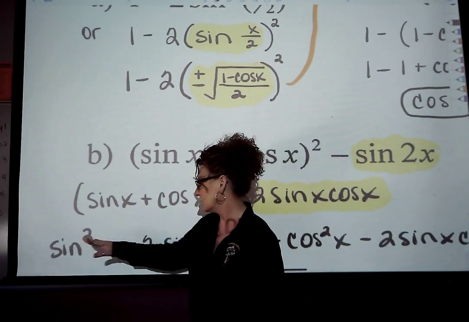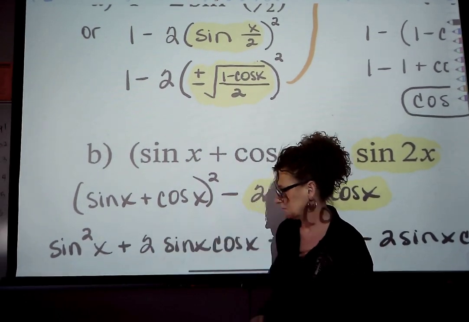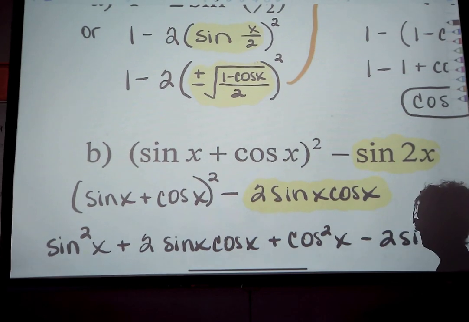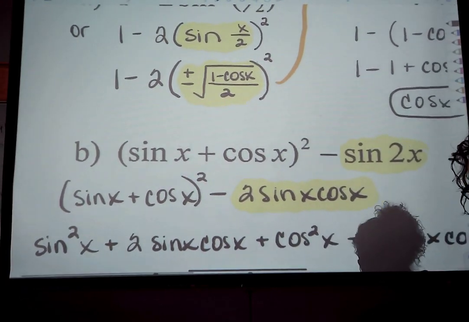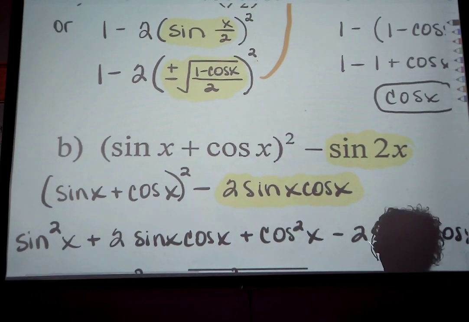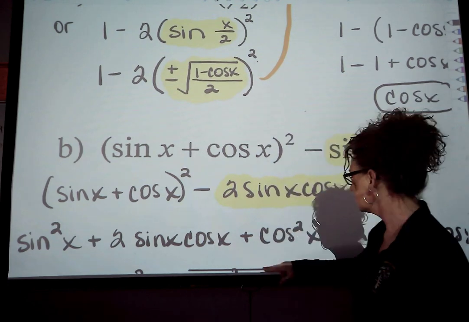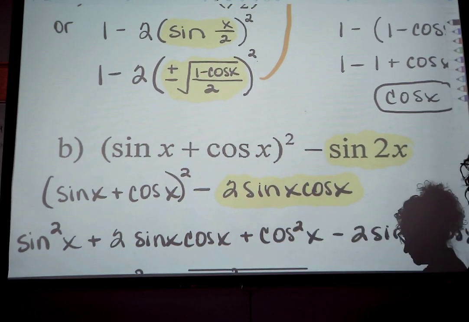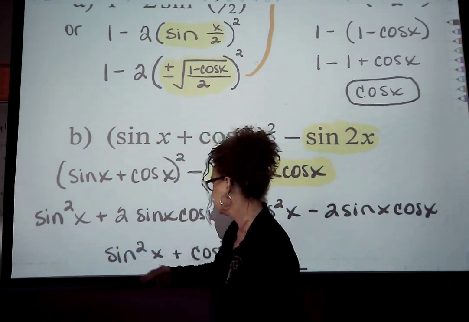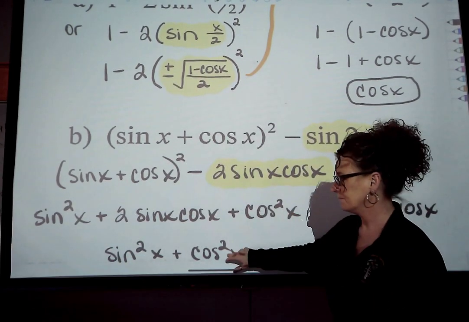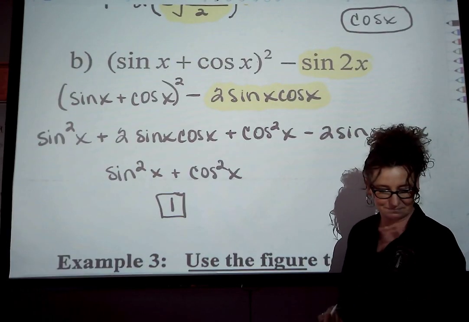First, outer plus inner. Last. Same. Collect like terms. This positive 2 sine cosine cancels with this negative 2 sine cosine. And I'm left with this term and this term. And y'all know what that is. It's 1.